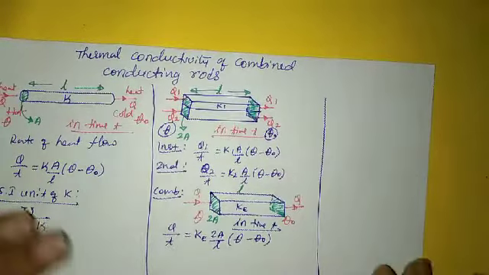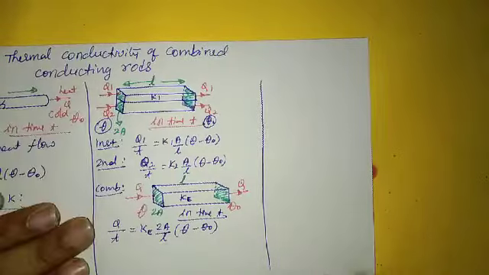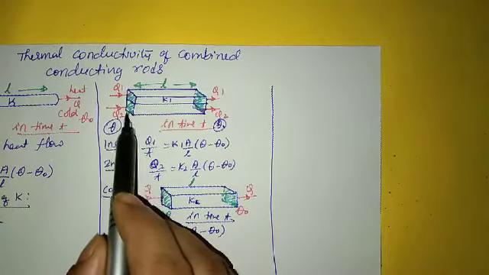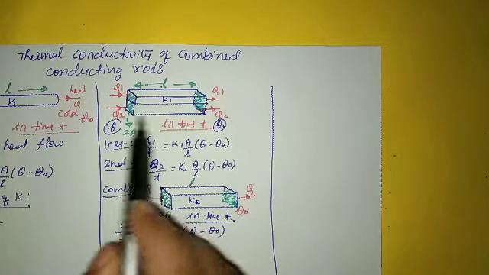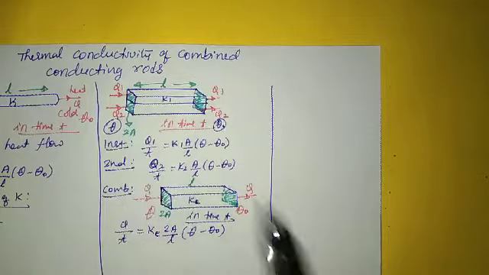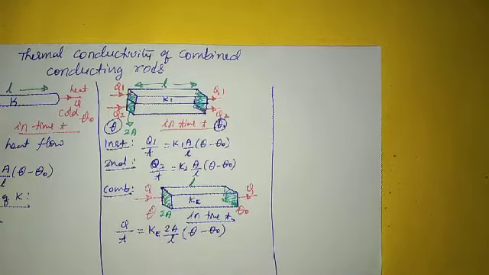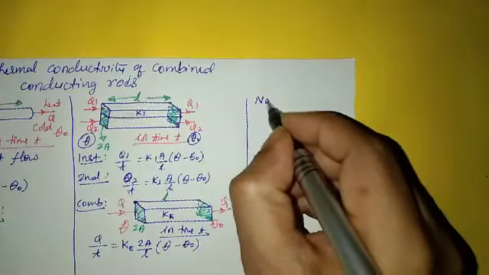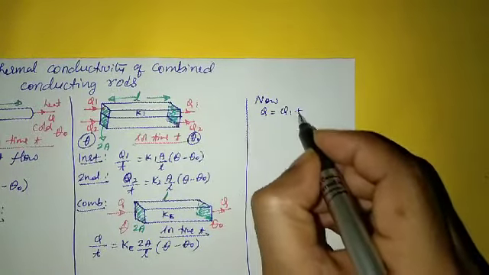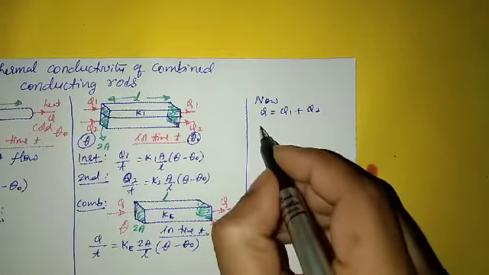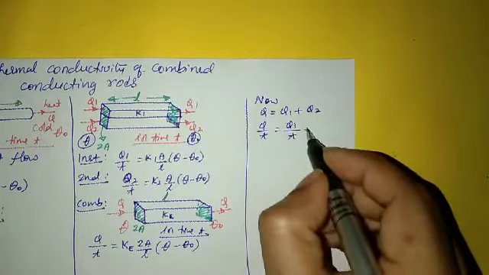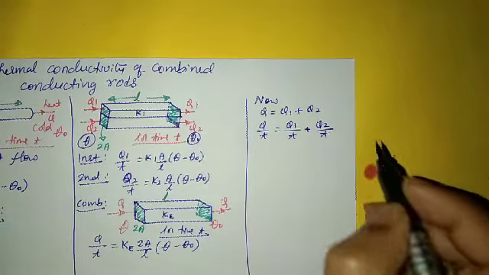Further, what I can write is, in the single rod, the upper rod, the energy is Q1. In the bottom rod, the energy that is flowing is Q2. The effect is Q1 plus Q2, the total. So that is equal to Q. Now what can I write? Q is equal to Q1 plus Q2. Otherwise I can write Q divided by T is equal to Q1 divided by T plus Q2 divided by T.